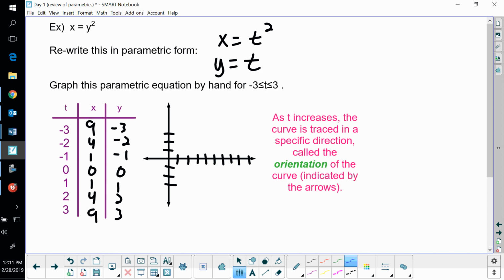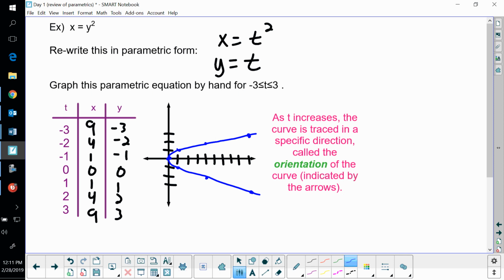So we're starting out with 9, -3. Then we've got 4, -2. 1, -1. And these are the rectangular points we're plotting. 0, 0, 1, 1, 4, 2, and 9, 3. Now keep in mind, we could have kept going with our t's, so those points really aren't endpoints.